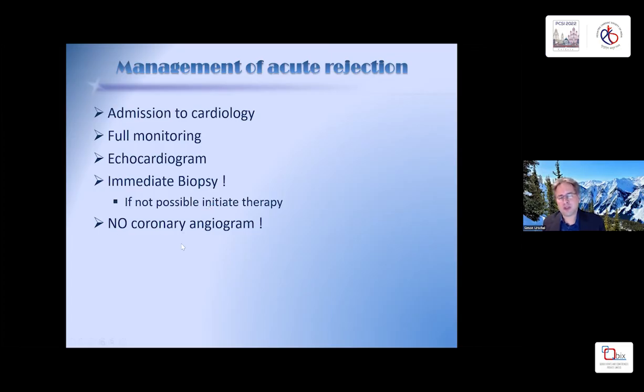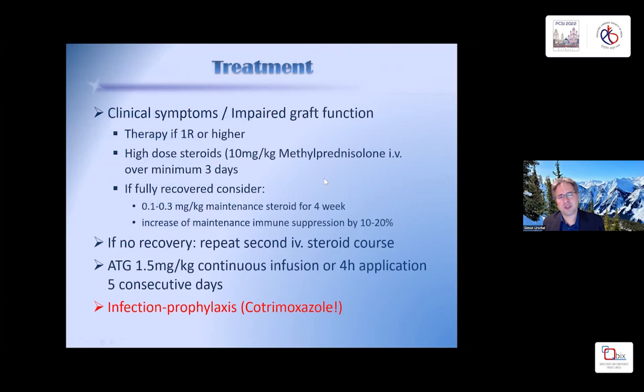We don't recommend to do a coronary angiogram while you are in the acute situation of a rejection. The reason is that the coronaries are very sensitive and tend to have spasms, and these spasms can lead to cardiac arrest. And therefore, the coronary angiogram should be postponed until the patient is out of the acute situation of rejection.